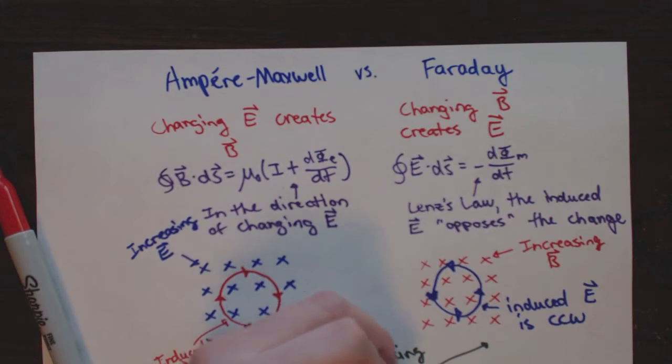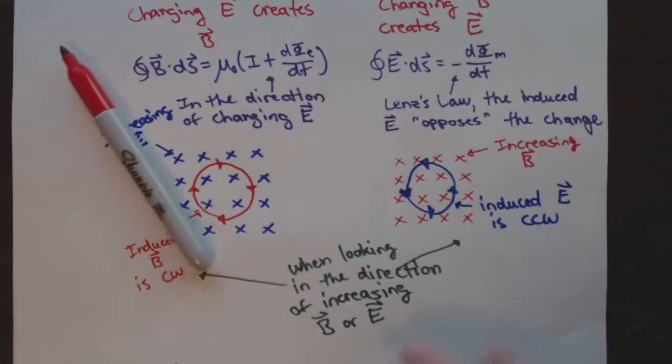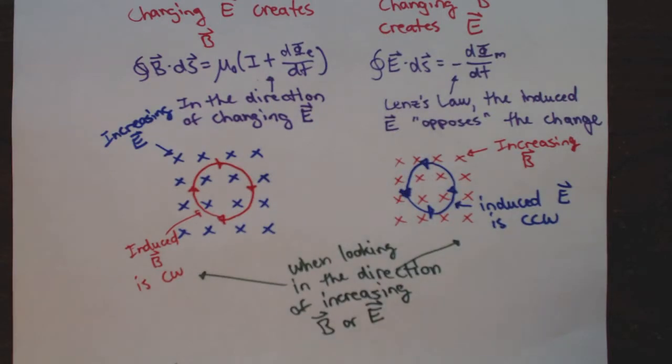I added a couple of notes here, but I can't remember what exactly I said, and I did not slide it up. I think specifically for both of these cases, you're looking in the direction of increasing B or E. So again, think of it as if you point your thumb in the direction of the increasing B or E. For Ampere-Maxwell, your fingers curl in the direction of E. For Faraday, your fingers curl in the other direction.